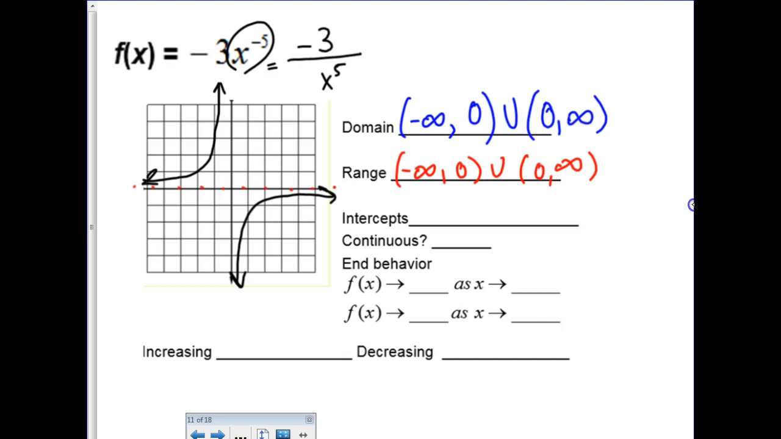Intercepts. Does it cross the x or the y-axis? No, so you can just say none. It should be an easy question. Is it continuous? No, it is not.